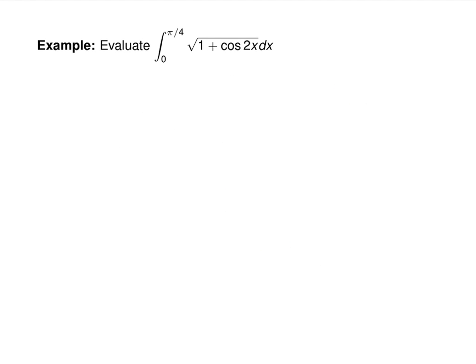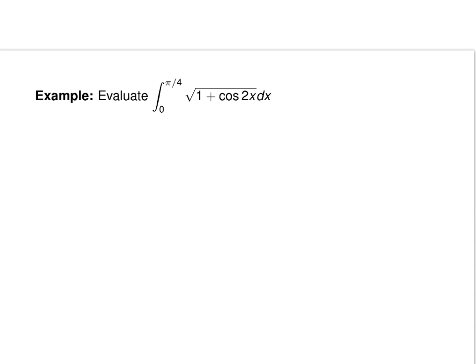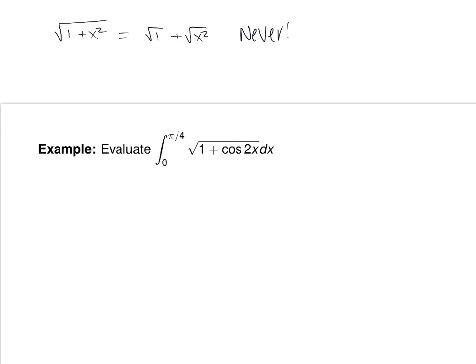Now let me squash a common boo-boo that I never, ever want to see again in this class. Is it okay that the root of 1 plus x squared is root 1 plus root x squared? Never, okay? I've got this great poster in my office that says whenever you do this, a kitten dies. That's a kitten-killing algebra mistake. Don't do that. And there are reasons why that mistake is wrong. Here's one, and then we'll move on.